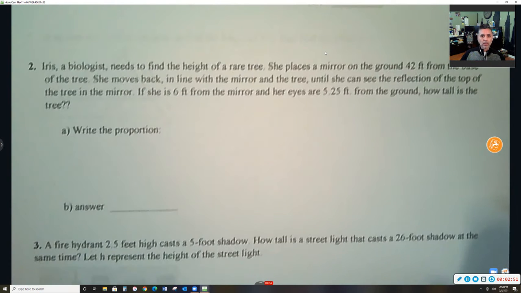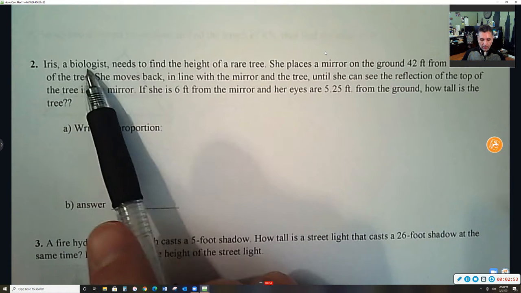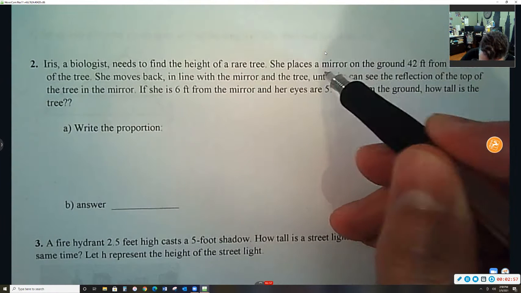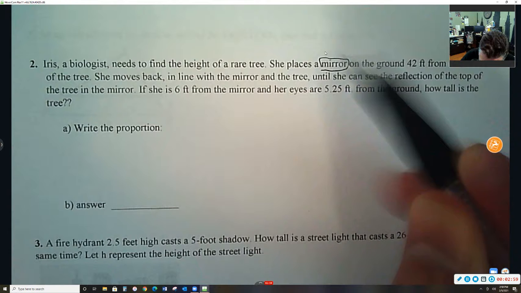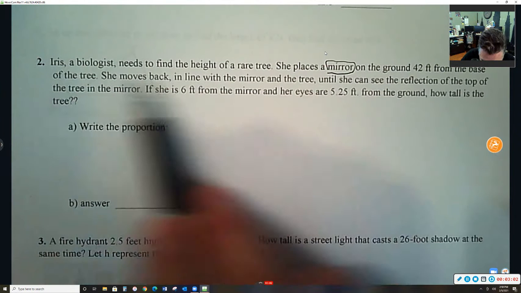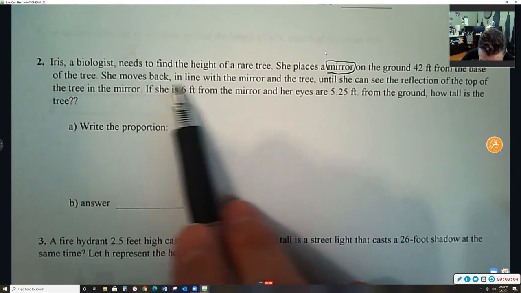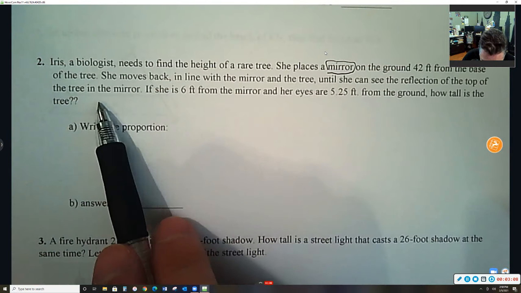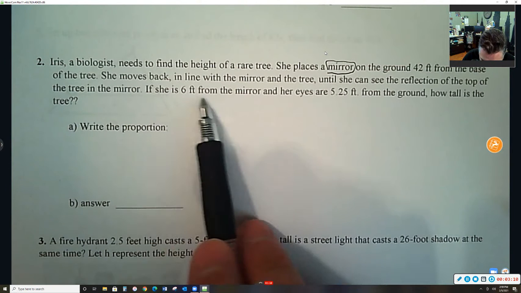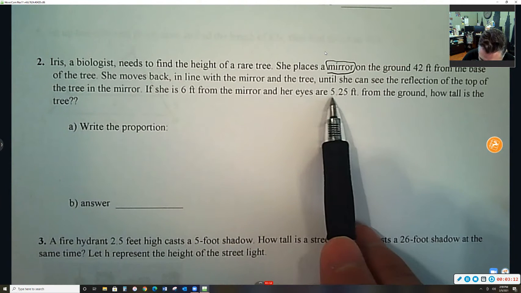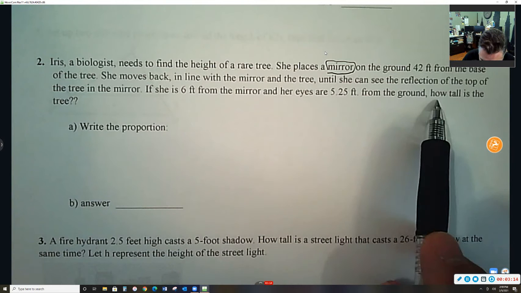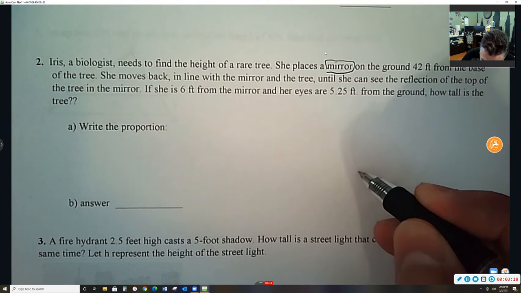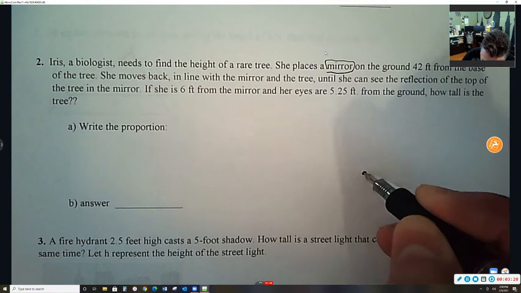So the next one reads, it says Iris is a biologist and she needs to find the height of a tree. She places a mirror on the ground 42 feet from the base of the tree. She moves back in line with the mirror and the tree until she can see the reflection of the top of the tree in the mirror. If she is 6 feet from the mirror and her eyes are 5.25 feet from the ground, how tall is the tree? Okay, so the mirror problem, remember the mirror problem had this diagram.